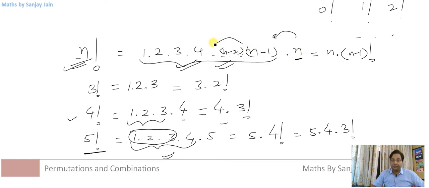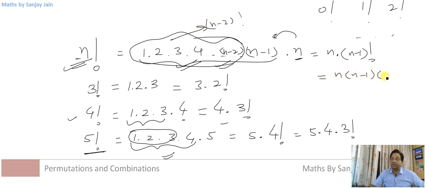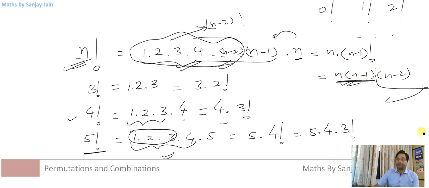And if you take only these, consider these, this is n minus 2 factorial. So you can also write it as n into n minus 1 into n minus 2 factorial, right? This factorial is separate, and this is the product.